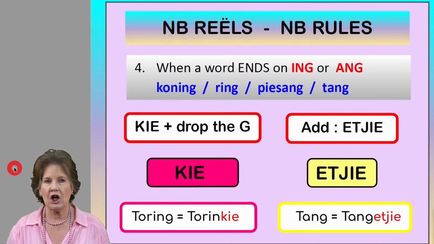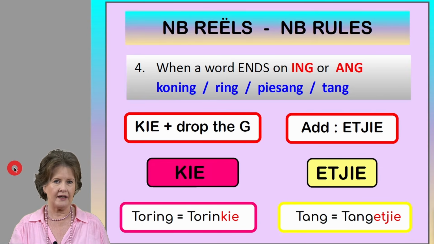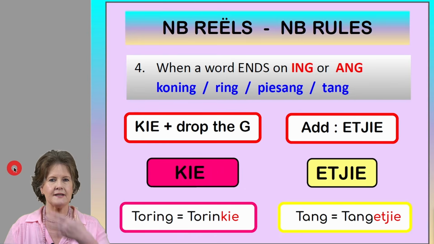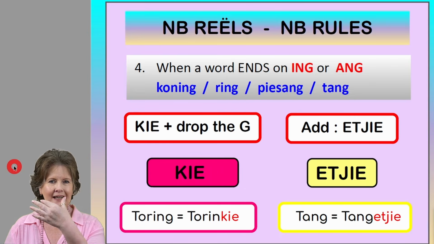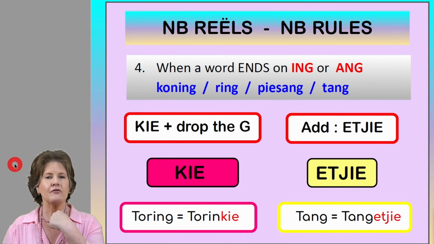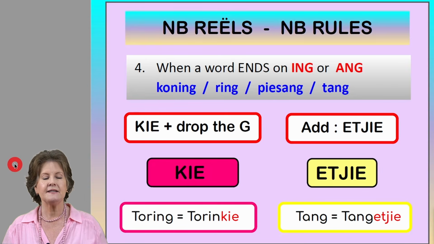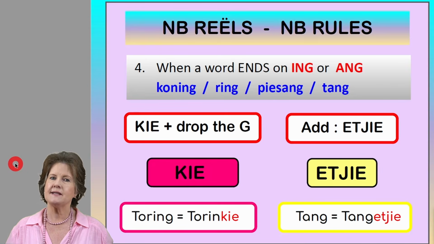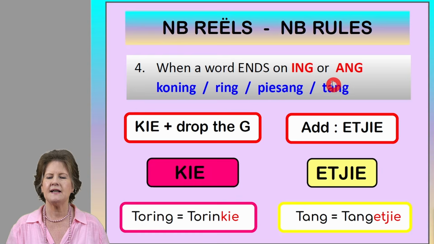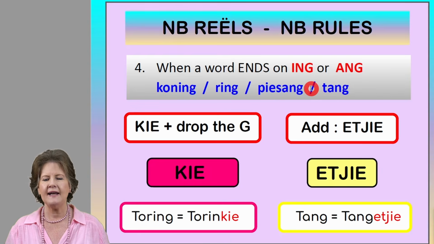This key is not the same as TJIE. TJIE you say here in your mouth, key. This one you say in your throat, key. And that is the only place we use a KIE, is when a word ends on ing or ing.